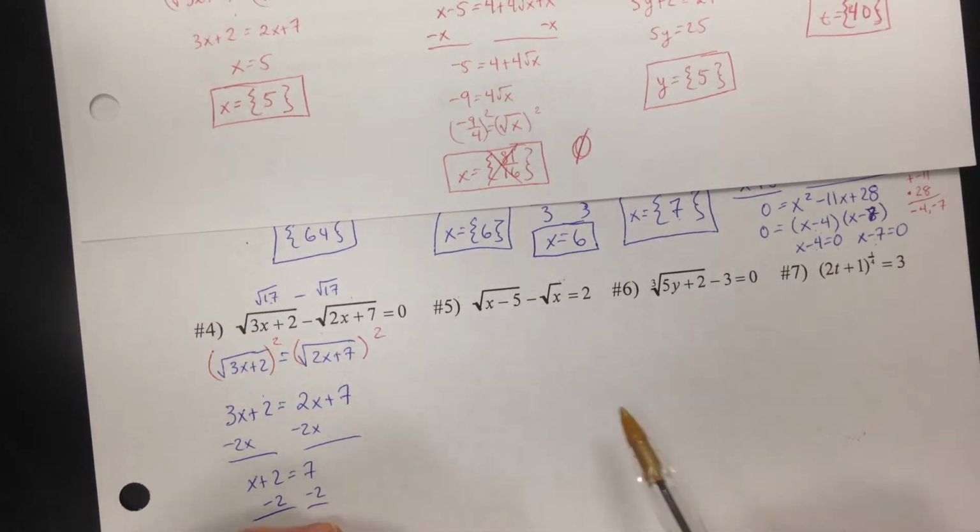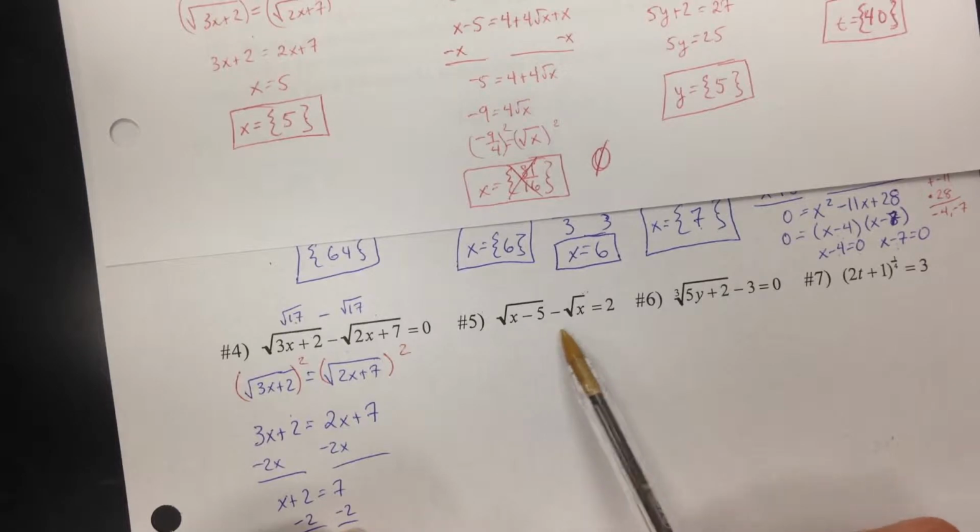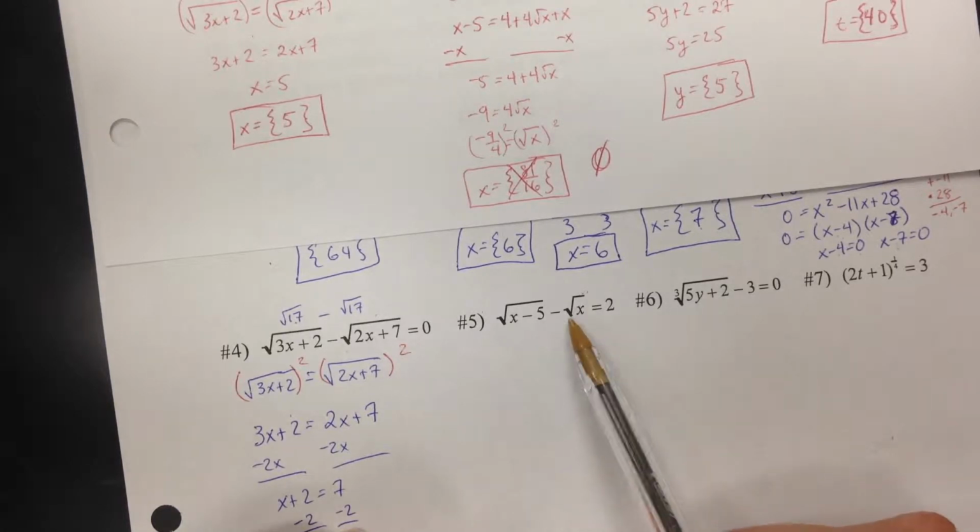Okay, so we're back here for part 2. Let's take a look at number 5. Number 5, we have two different radicals again. We don't want them on the same side because that gets really messy if you try to square that.